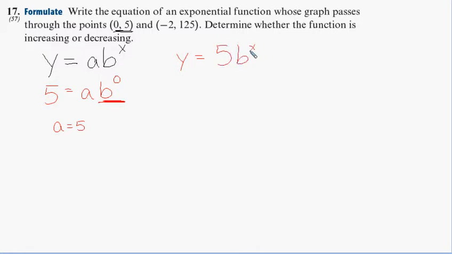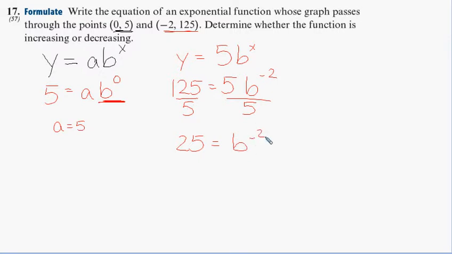One step closer, right? Okay, now we need to plug in the other point and see if that will help us figure out the value of b. So we know that y is 125, we know that 5 is 5, of course, b, and then we have x equals -2. My suggestion is that you work to get b by itself. So that means we divide both sides by 5. 125 divided by 5 is 25. So now we have 25 is equal to b to the -2nd.